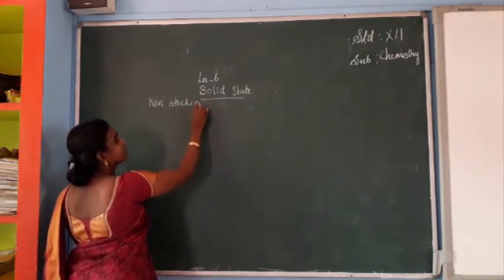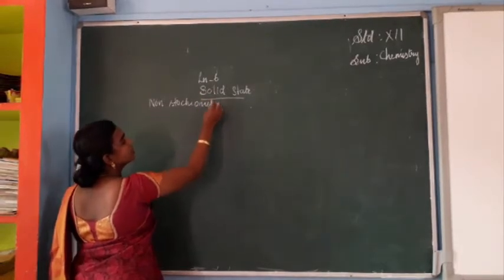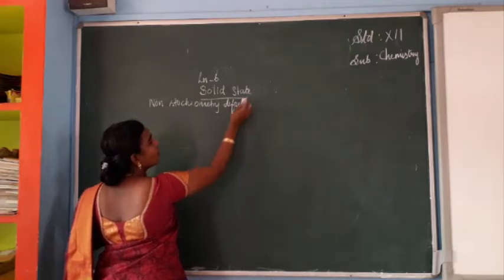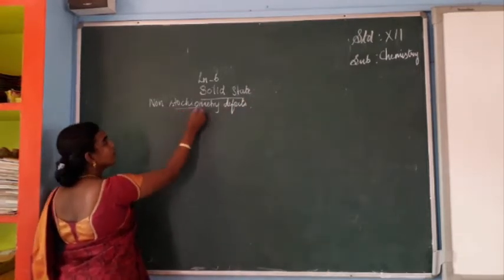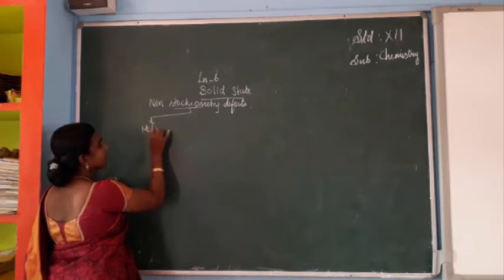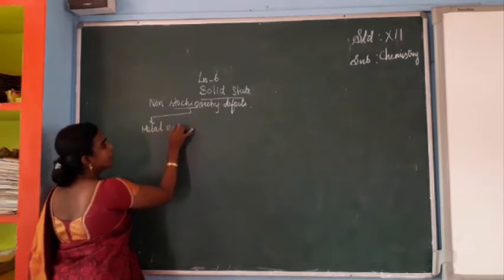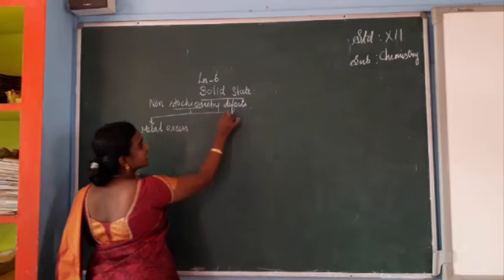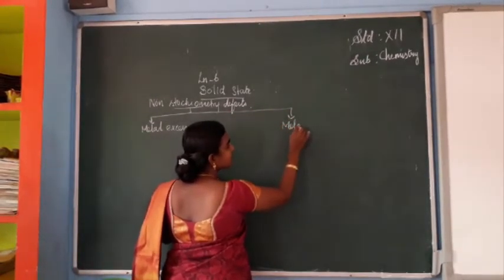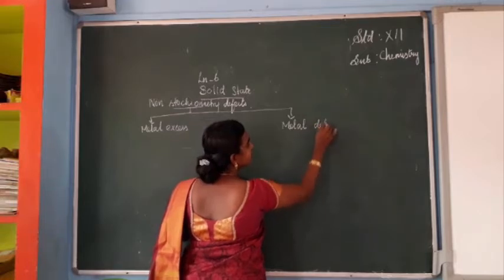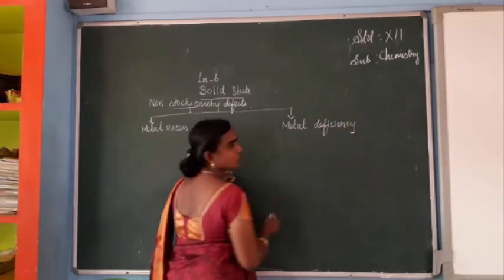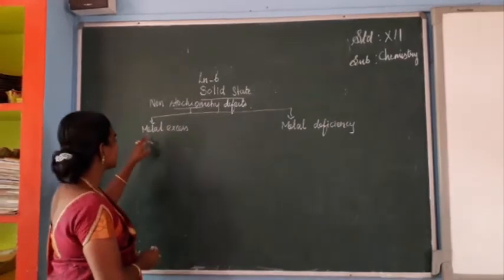Non-stoichiometric defects are classified into two types: metal excess and metal deficiency defects. So first, we can see the metal excess defect.